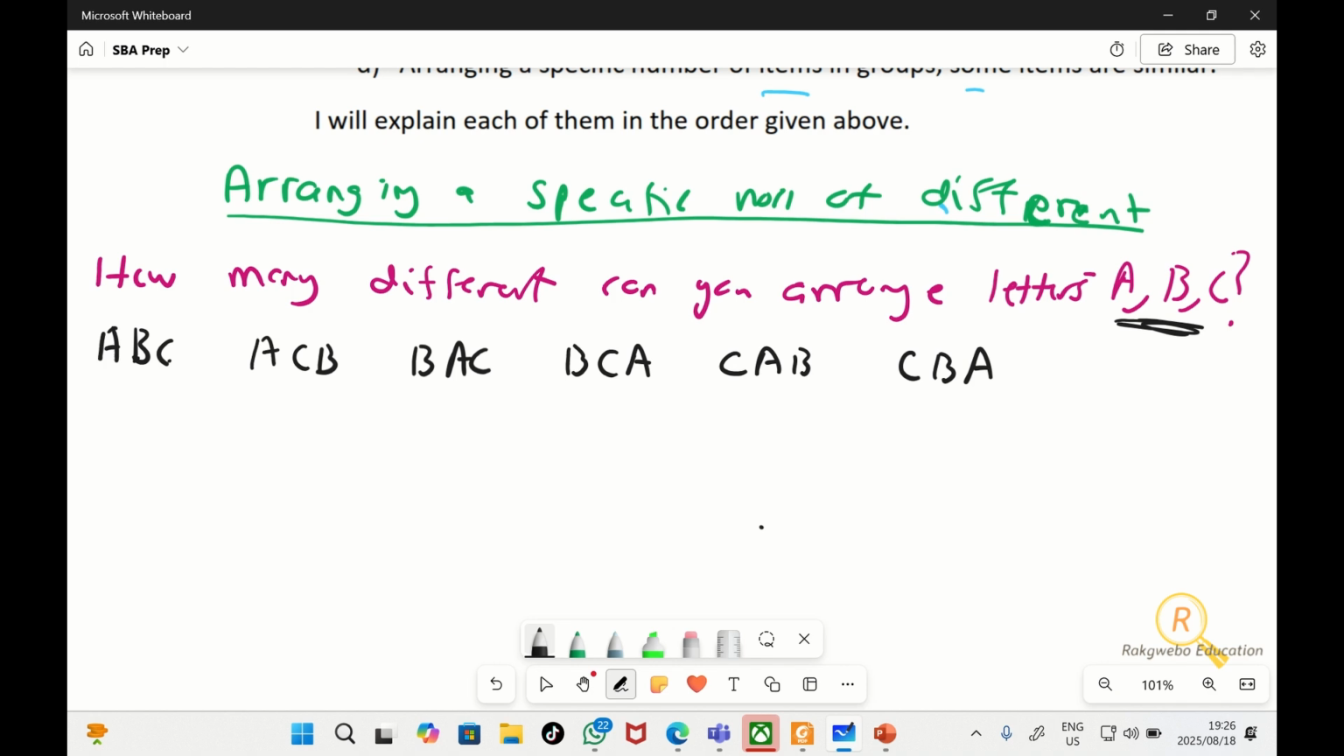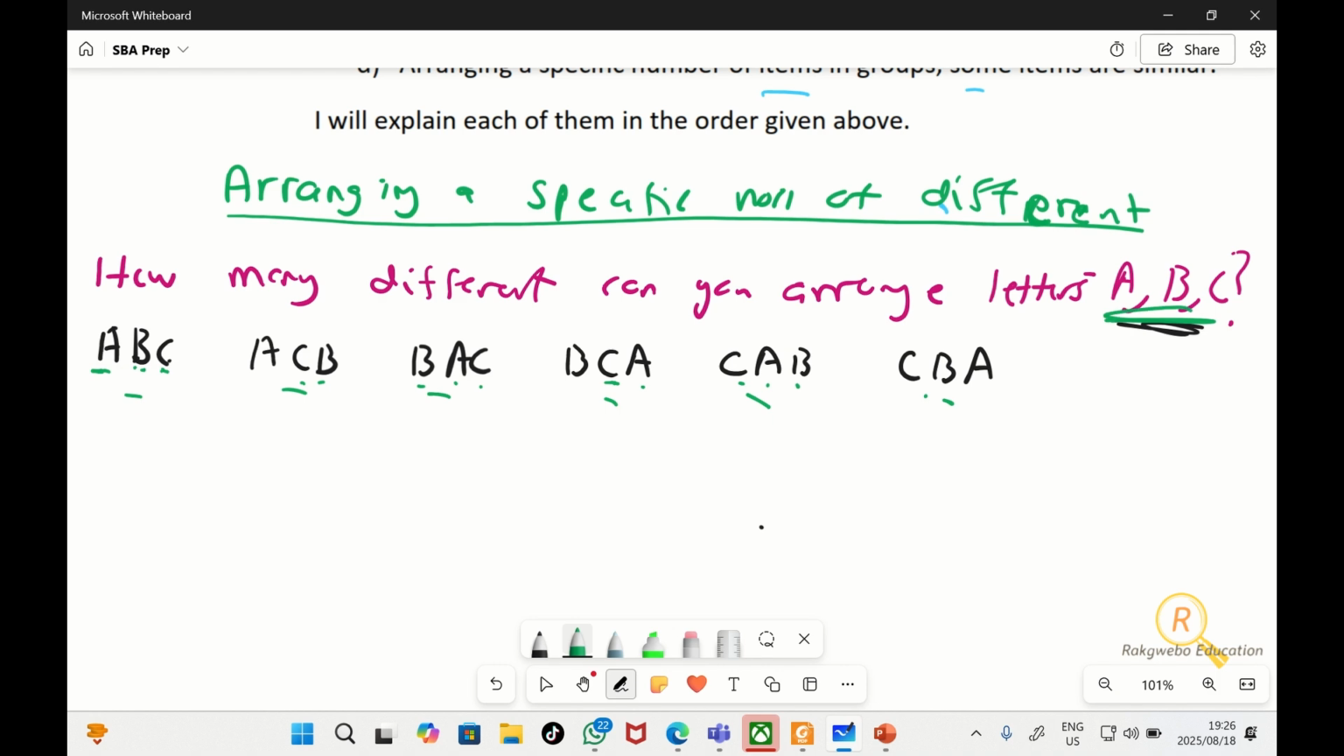Or another way to put it, how many 3-letter words can you create out of A, B, C? So we could start with A and then have BC and then swap these two around and have CB. Could start with B and have AC and swap them around CA. Could start with C and have AB and so on. So we have 1, 2, 3, 4, 5, 6 different ways in which we could arrange letters A, B, C.